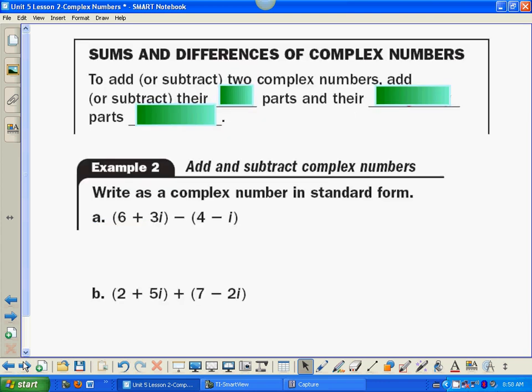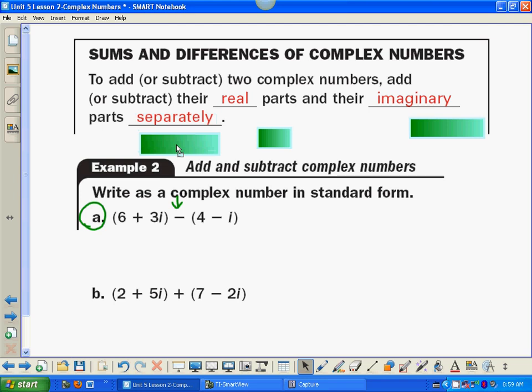So when you add and subtract complex numbers, it is not difficult. Problem A here is the one that kids miss the most because of this pesky subtract. Basically, when you add or subtract two complex numbers, you add or subtract the real number parts and you add or subtract their imaginary parts separately.